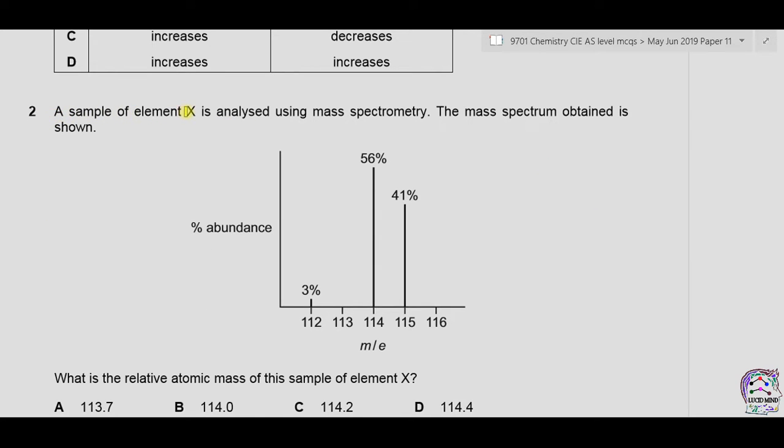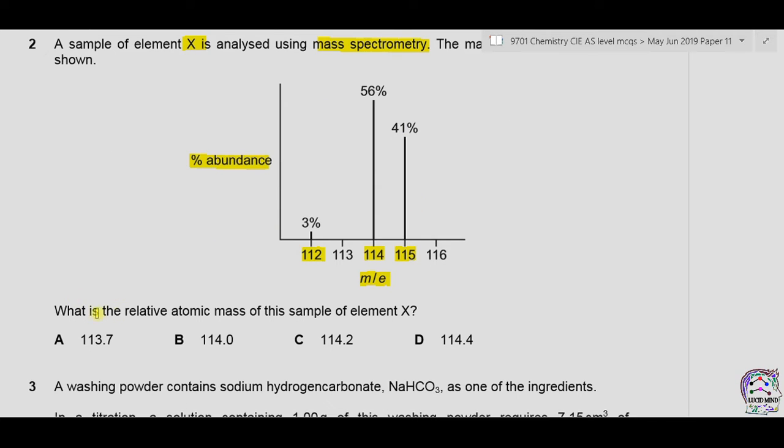Question number 2. A sample of element X is analyzed using mass spectrometry. The mass spectrum obtained is shown. On y-axis we have percent abundance of the isotopes and on x-axis we have mass to charge ratio. Now we can see that three peaks are given. One is of 3% abundance, second is 114 with 56% and third one is having atomic mass 115 and 41% abundance. What is the relative atomic mass of this sample of element X?